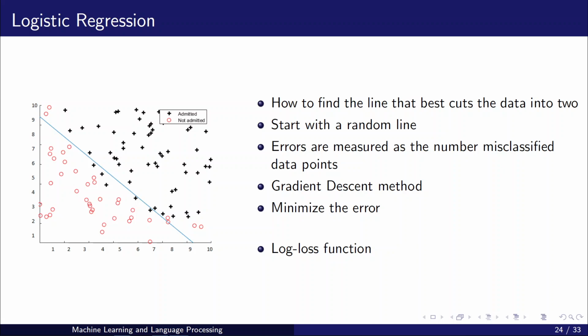Now let's think about how to find the best line that cuts data into two, just like in the case of linear regression. So you can draw a line like this, you can draw a line like this, etc. That's how we do it, we start with a random line.